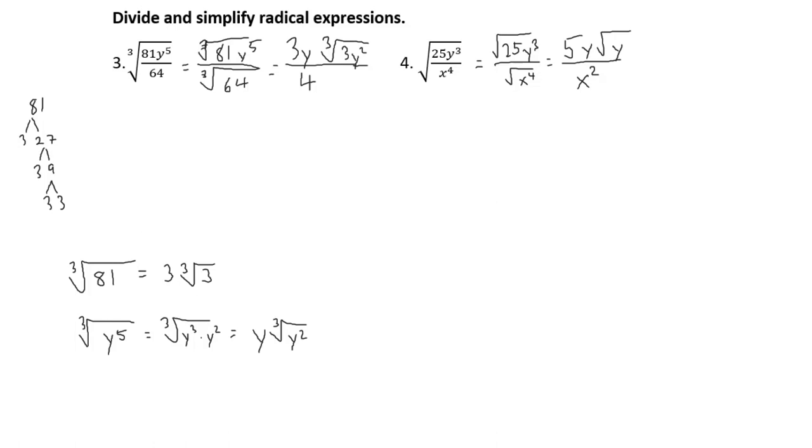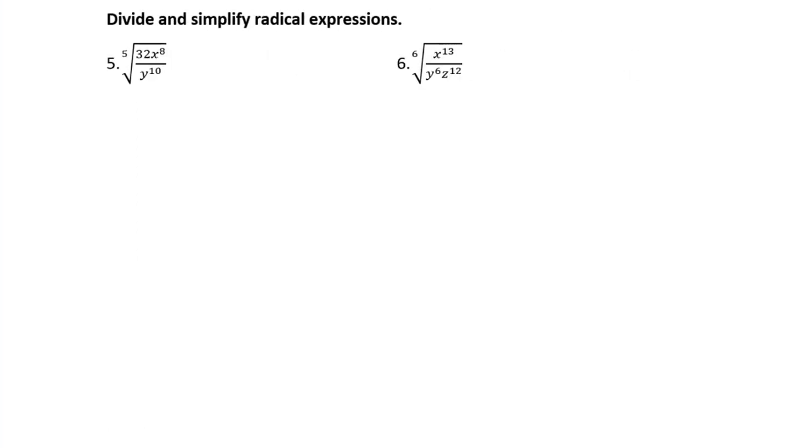All right, let's look at our last set of problems. All right, so we have the fifth root of 32x to the eighth, and the fifth root of y to the 10th. So 10 divided by 5 gives you 2, so that's y squared on bottom.